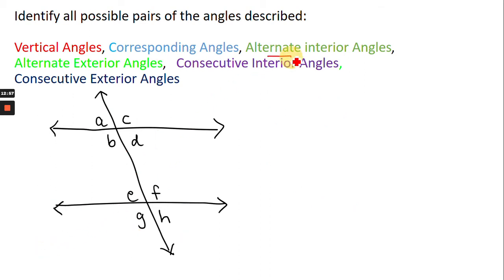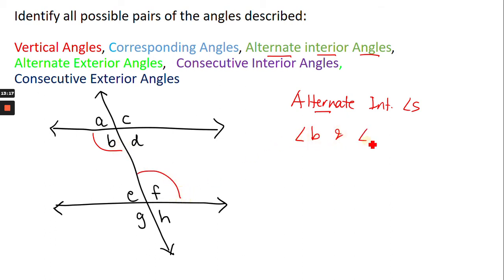Okay, next, let's have alternate interior angles. Alternate, that means one should be on the left side and the other one should be on the right side, and they're all at the interior. So angle B and angle F, angle D and angle E.